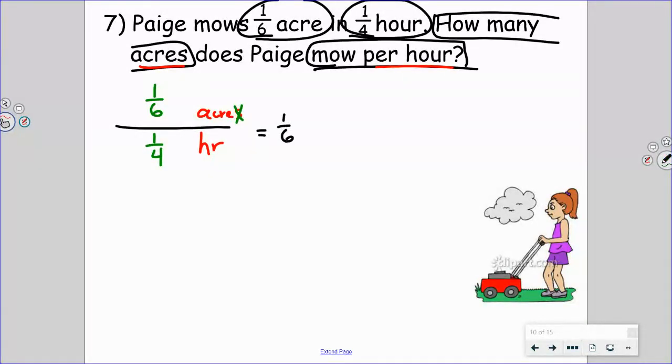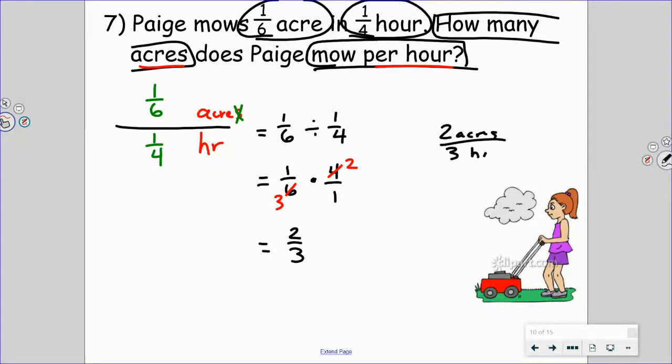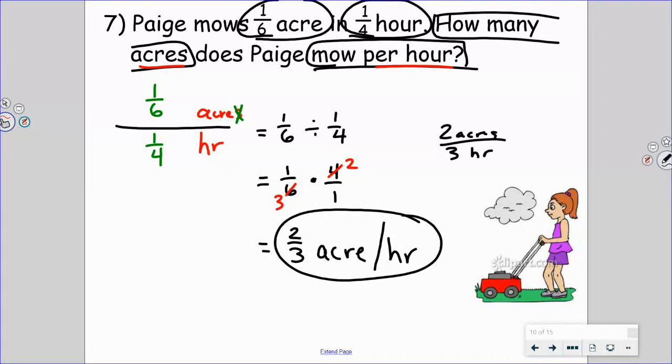Go ahead and rewrite that as a division problem, numerator divided by denominator, and then we will switch it to multiplying by the multiplicative inverse. Some of you prefer to reduce second. I prefer to reduce first. 4 divided by 2 and 6 divided by 2 equals 2, 3. Now again, we're not trying to say 2 acres every 3 hours. While that is accurate, we're trying to say 2/3 of an acre for every 1 hour. Make that a unit rate.